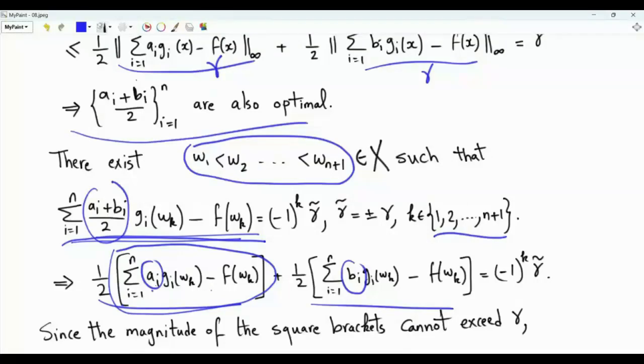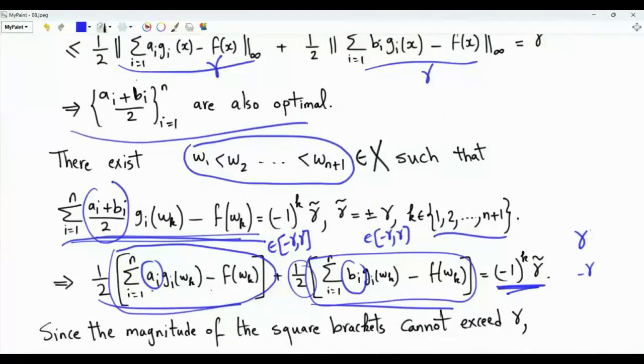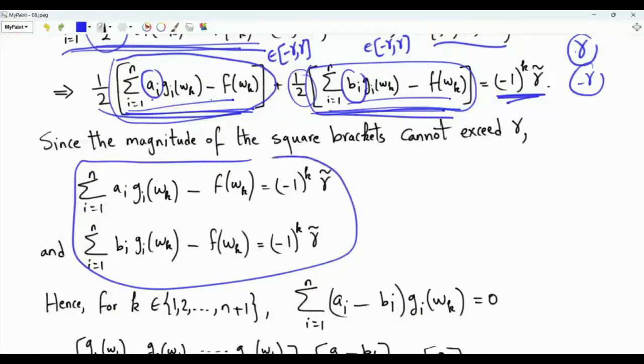Note that this is the residual if we use the A coefficients. This is between minus gamma and gamma. This bracket is also between minus gamma and gamma, and each bracket is multiplied by 1/2. The right-hand side is either gamma or minus gamma. How can the right-hand side be gamma? There is no way to get gamma on the right-hand side except when this bracket is gamma and this bracket is gamma. There is no way to get minus gamma on the right-hand side except when this bracket is minus gamma and this bracket is minus gamma. This means that the residual, whether we are using the A coefficients or the B coefficients, when evaluated at omega 1, omega 2, all the way to omega n, must also give us gamma or minus gamma.